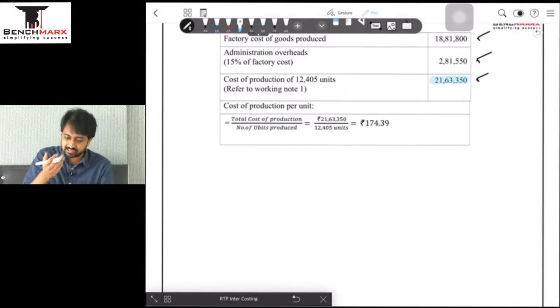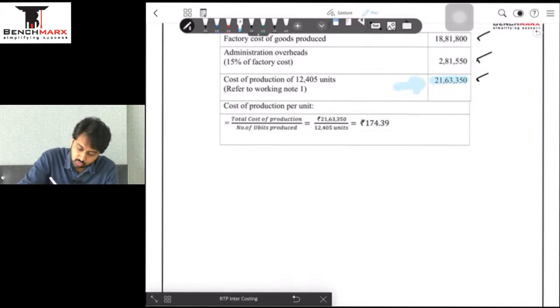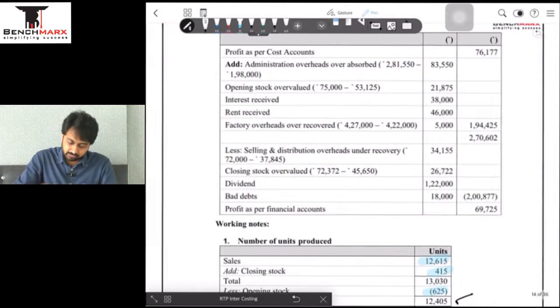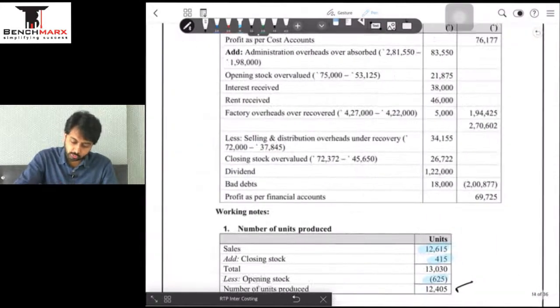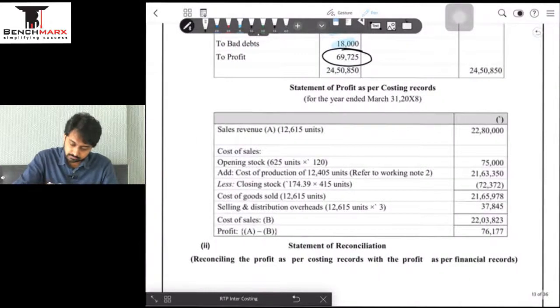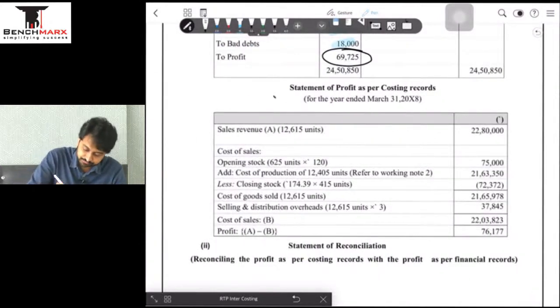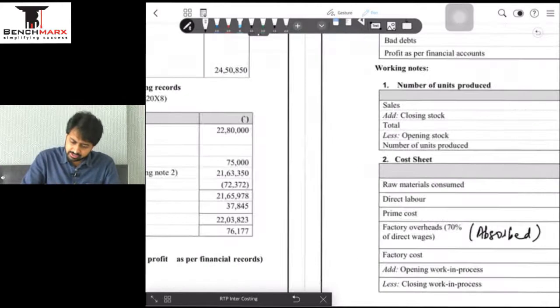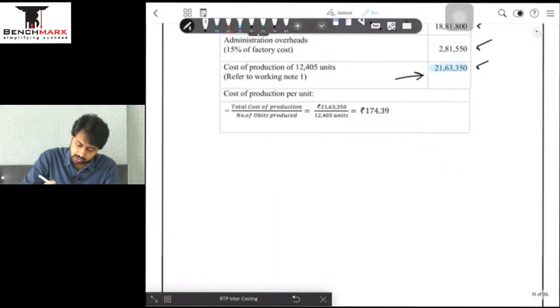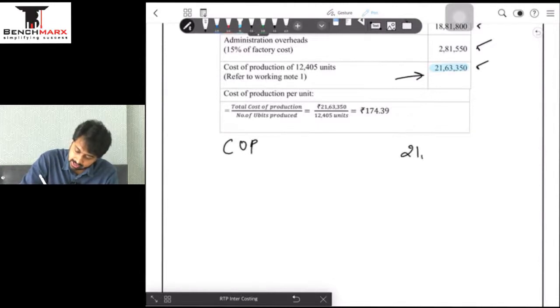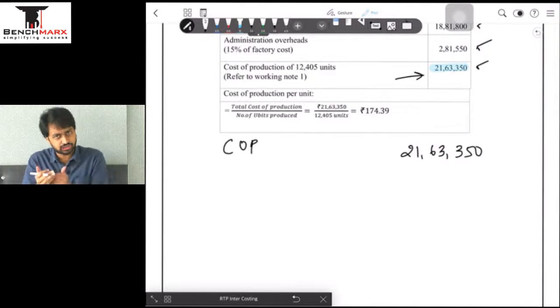So what the ICI has done here, they have found the COP like this. I have used a different pen. Here they have used this number to get the COP, and then they have given the solution starting from COP in the records like this. What we can do is, after finding the COP, we have found the COP at 21,63,350 as per the basic cost sheet format.